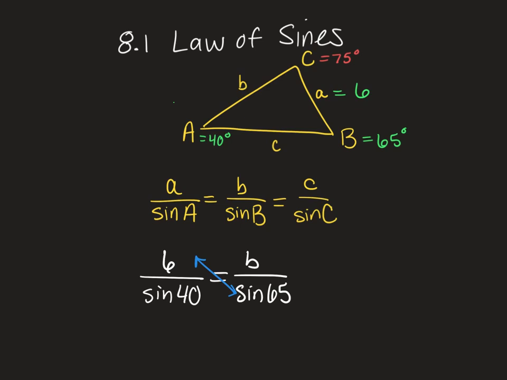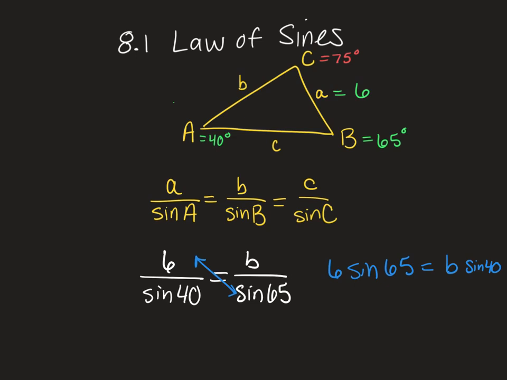So basically, you're going to get 6 times the sine of 65 is equal to B times the sine of 40. It's going to save you a step in your calculator if you put it in as 6 sine 65. It'll do all of that at once for you. And then you're going to have fewer places to round, so in the end you're going to get more accurate answers.